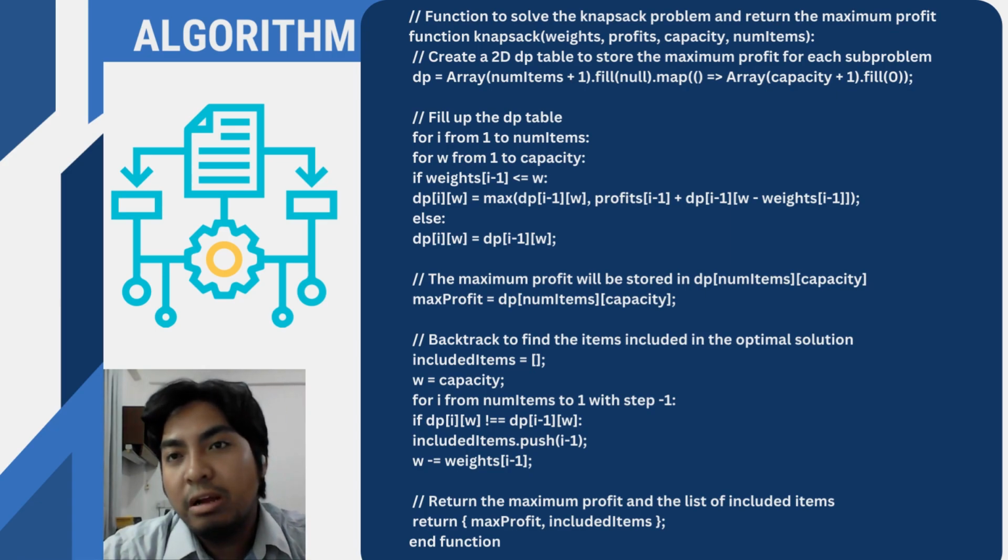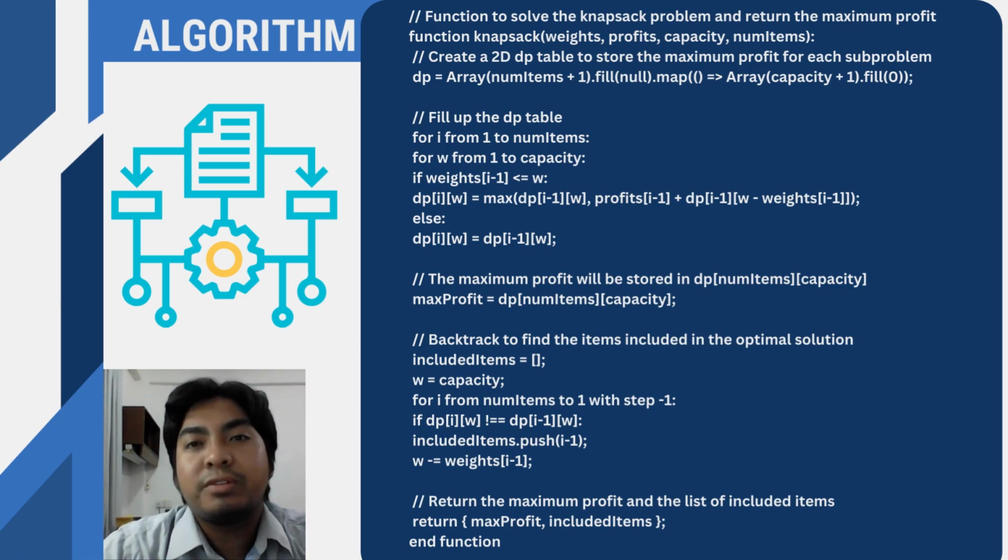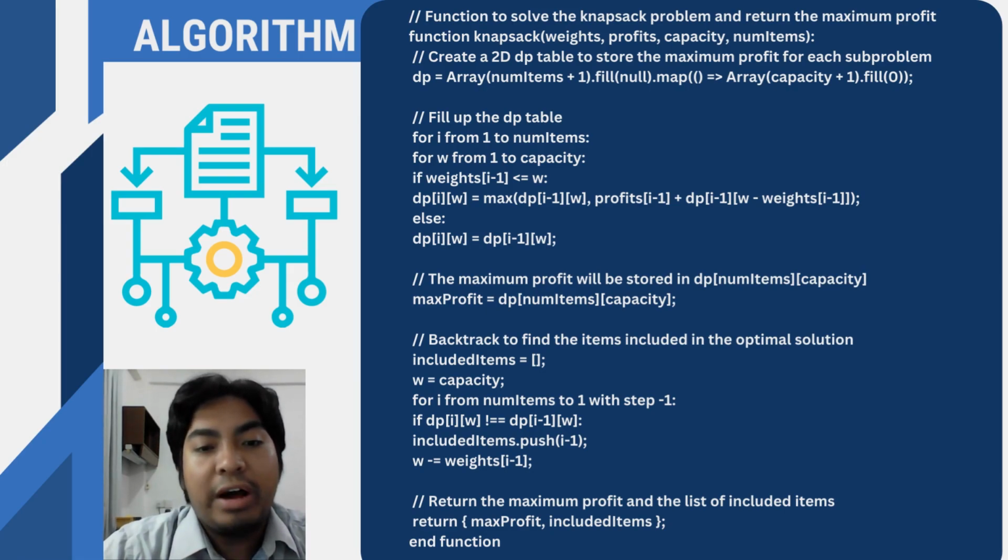The first thing that we're going to do is define the problem. You are given an array of item weights, so we're going to give it the name weights, an array of item profits, so we're going with profits, and the knapsack capacity, which we give the variable W max, and the number of items, which is N.